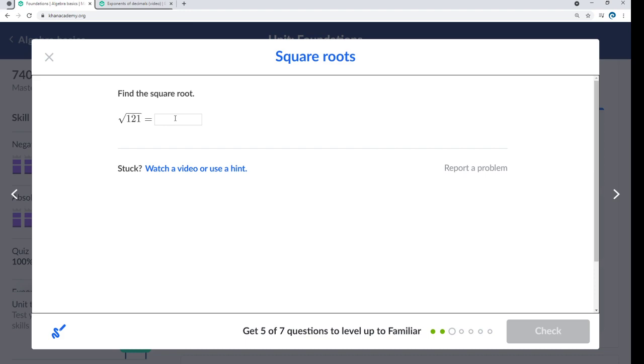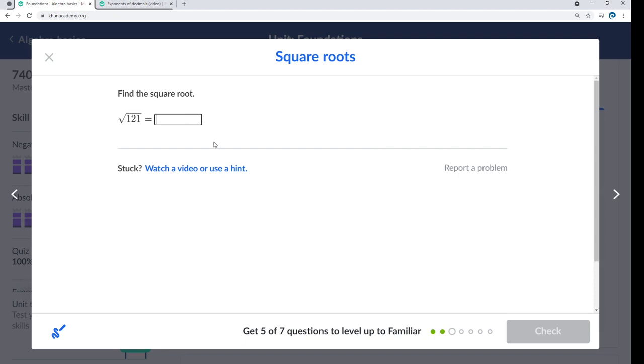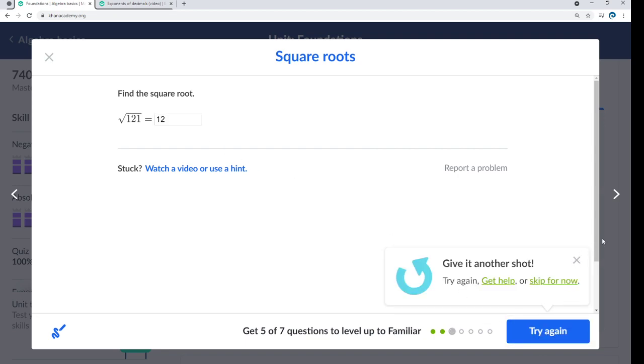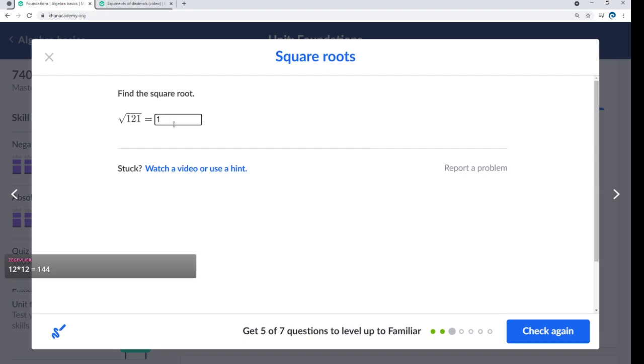And 121. Oof, I have a feeling it's 12. No, it's not. What is 12 times 12? It's a lot more. 12 times 12 is 144. So it's probably 11. Yeah, it's 11. It was 11. I was close. Square root of 121 is 11.